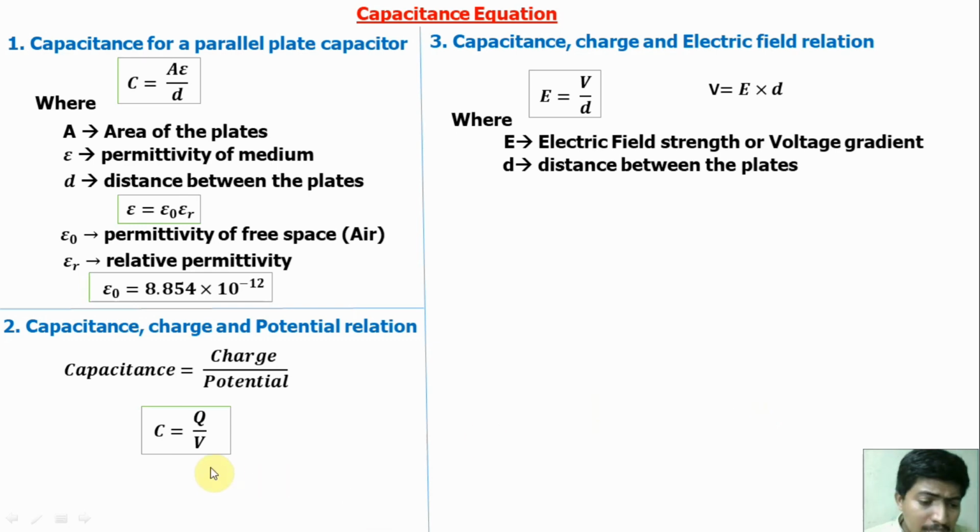So already we know that capacitance is equal to charge by potential. Substitute this potential equation in the capacitance formula, and we will get another capacitance equation. Capacitance is equal to charge by electric field into distance.